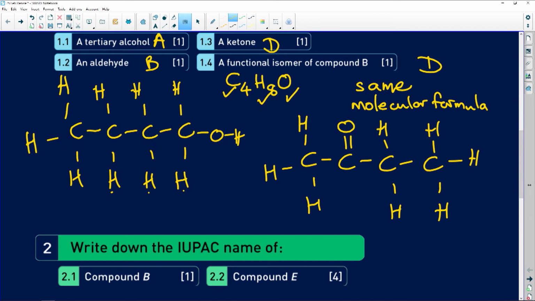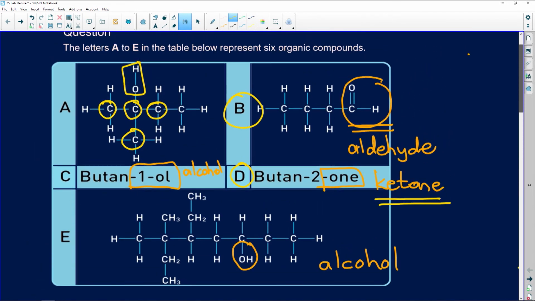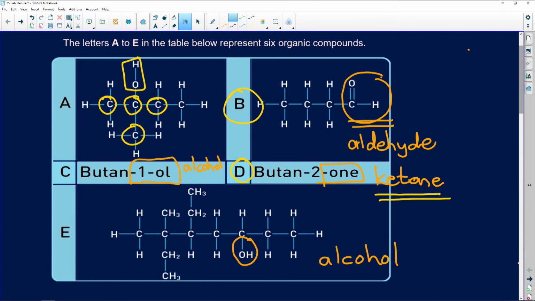It says, write down the IUPAC name of compound B. So looking at compound B, I've got 1. So always count your longest chain. So there's 1, 2, 3, 4. And in fact, I've done that wrong. Why have I done that wrong? Because your functional group for these ones, this is going to be carbon number 1. That will be carbon 2, that will be carbon 3, and that will be carbon 4. So remember, with the aldehyde, where that aldehyde group is, will be carbon number 1.